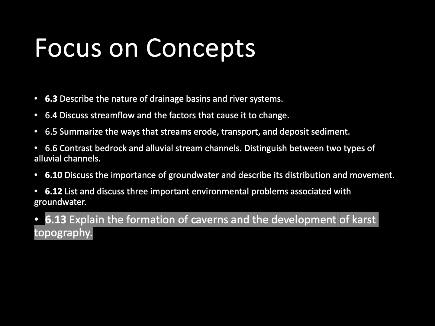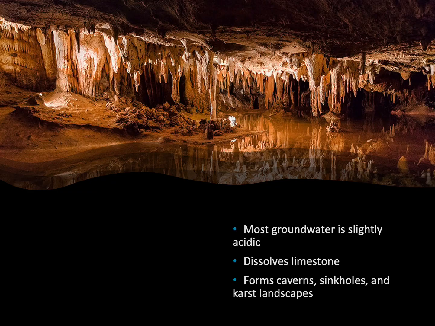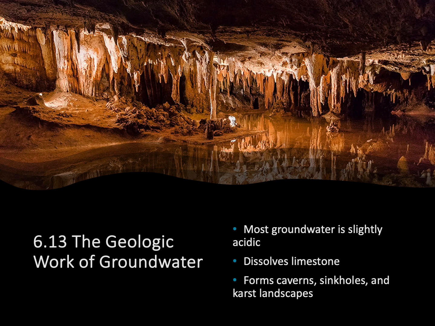And the last thing we're going to focus on with this chapter is how caves and karst topography form, because it's one of the things Florida is very good at. When we look at groundwater, again, it's slightly acidic. Over hundreds, thousands, and millions of years, that slightly acidic groundwater is going to be capable of dissolving that limestone that makes up the majority of the state of Florida. And as that limestone starts to dissolve, it's going to start forming things like caves, sinkholes, and what's known as karst topography or a karst landscape.